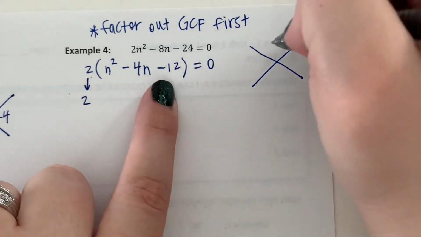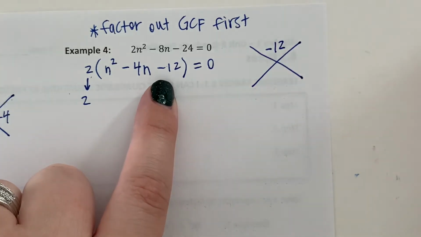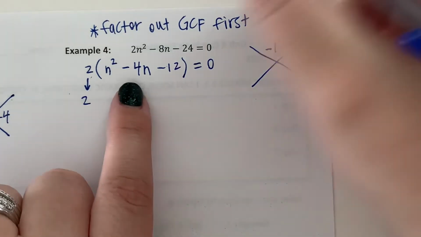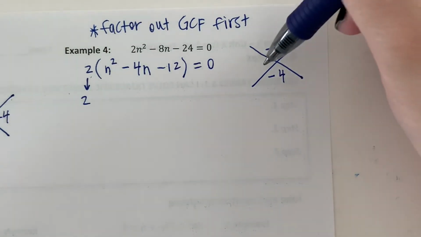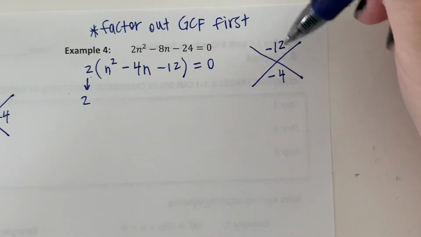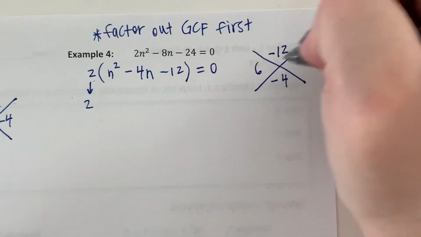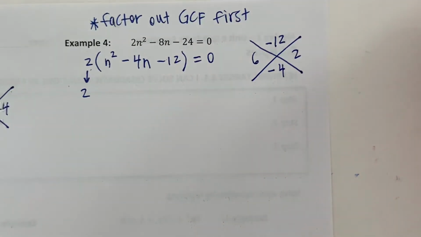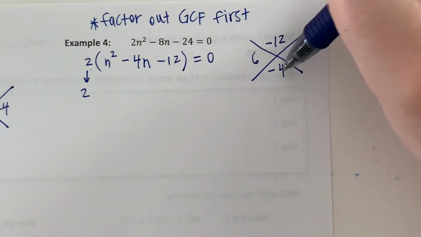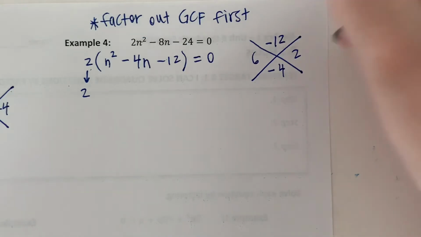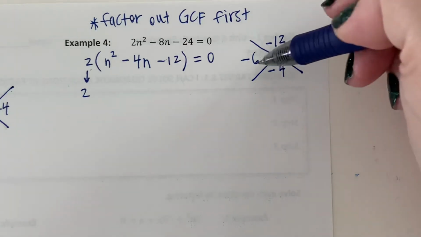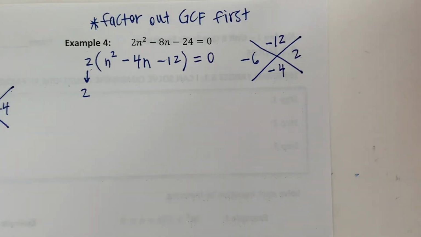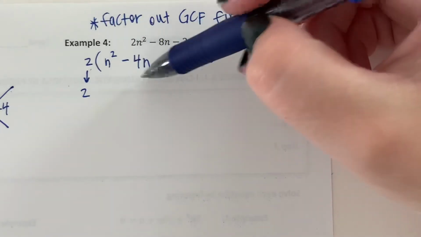So A times C gives me negative 12. I'm looking for 2 numbers that multiply to negative 12 and add to negative 4. Let's see. I know 6 and 2 can multiply to 12, and there's a way I can manipulate 6 and 2 to add to 4. I just need to figure out which one is negative, and I do that by determining how they can add to negative 4. If I have negative 6 plus 2, it adds to negative 4, and negative 6 times 2 multiplies to negative 12. So this means I'll split up my middle term.